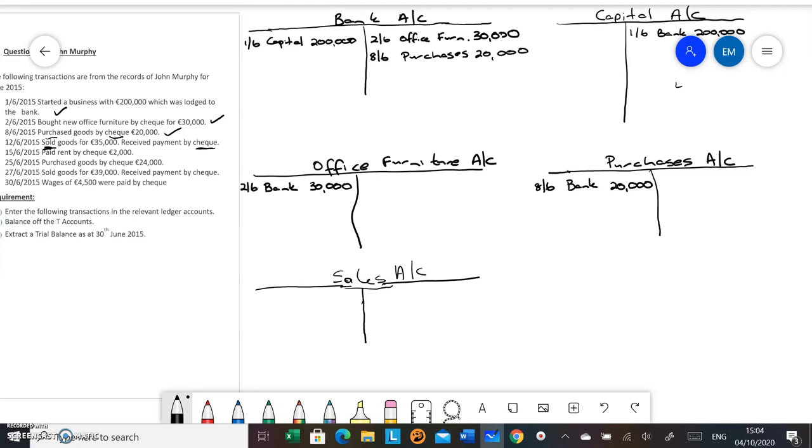And because you received your payment by cheque, you will be recognising the debit side of that transaction in your bank account. So on the 12th of June, you received a cheque in relation to sales for €35,000. That is on the credit side, and you will be receiving money into your bank account from that cheque. So you'll be increasing your cash balance and therefore increasing your bank balance.